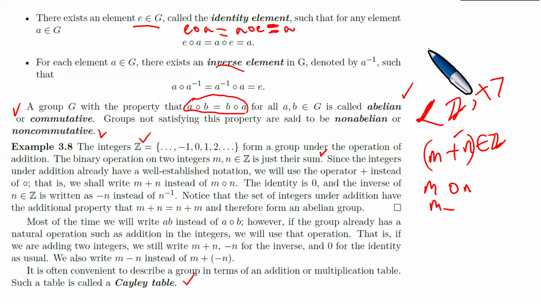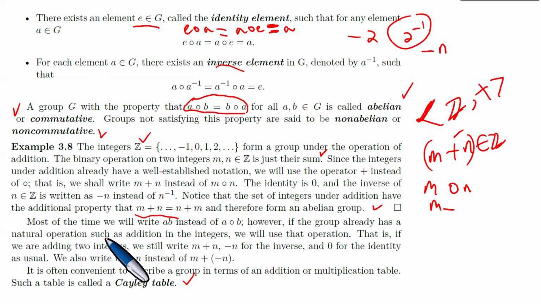So obviously for the integers, we know this is a negative number under addition, so we don't even write the multiplicative inverse for it. We understand the integers better. Note that the set of integers under addition has the additional property that m plus n is n plus m, and therefore forms an abelian group, or what you call a commutative group.